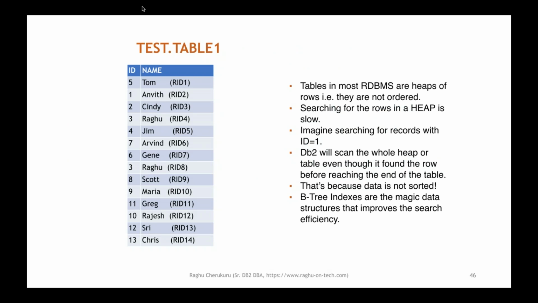So tables in most RDBMSs are heaps. That means they're not sorted in any way. Imagine searching for 1 in there. It needs to scan the whole table, which needs a lot of IO and is not very efficient.